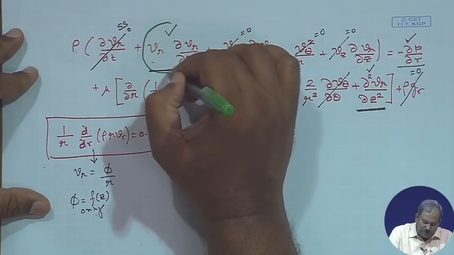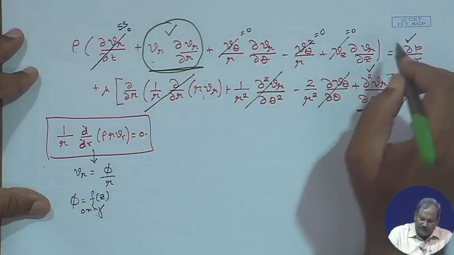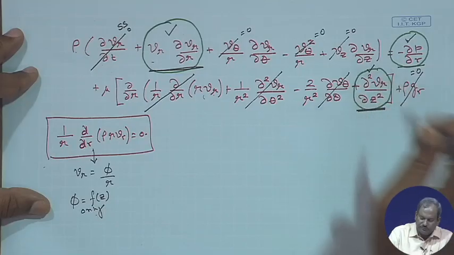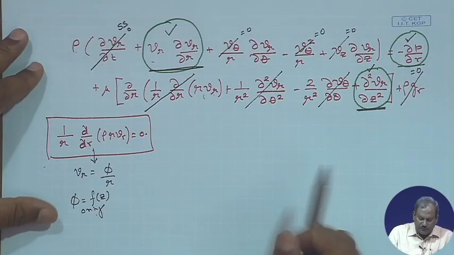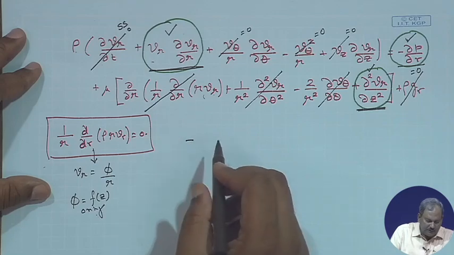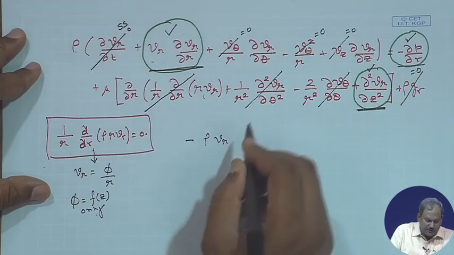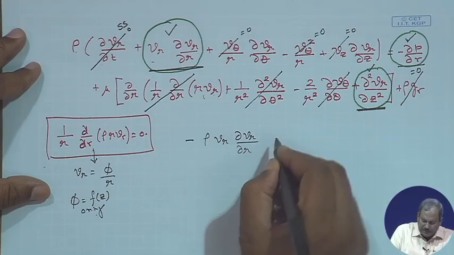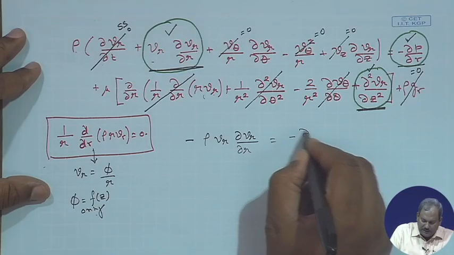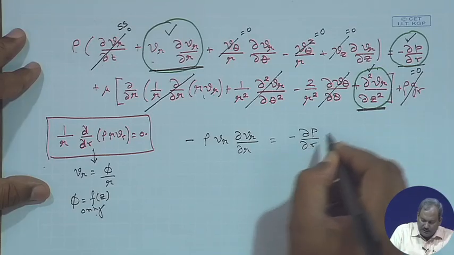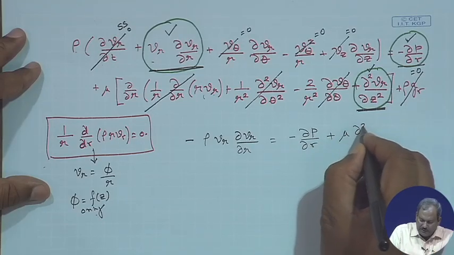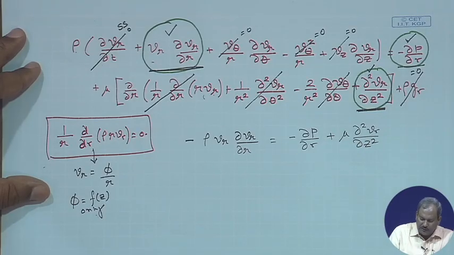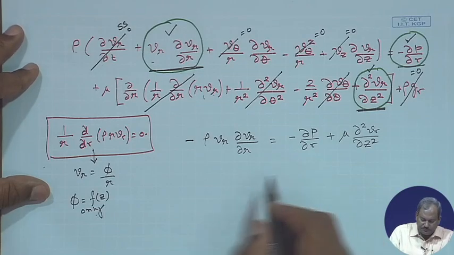So my governing equation would consist on the left hand side of this term, and on the right hand side of this one and this term. So the governing equation would simply be minus rho V r del V r by del r equals minus del P by del r plus mu times del square V r by del z square. So this is the governing equation for flow in such a system.